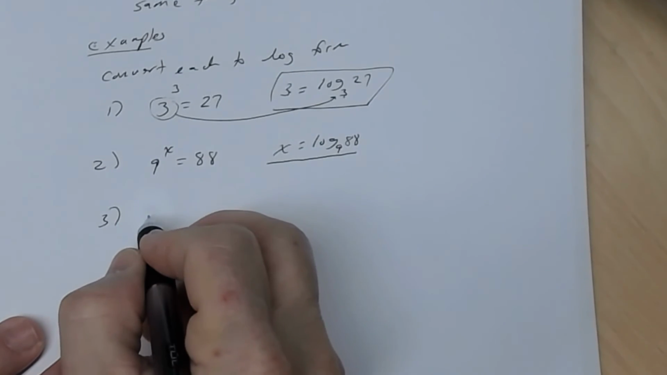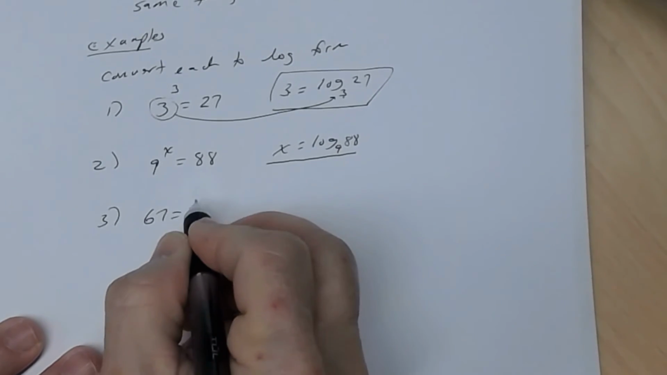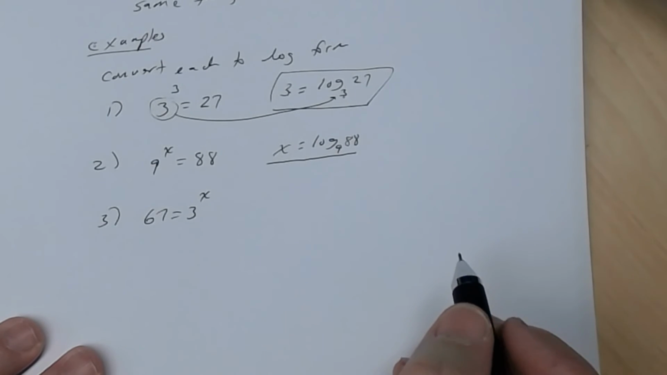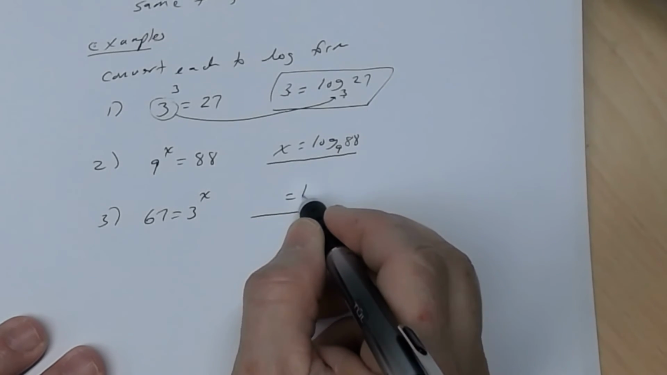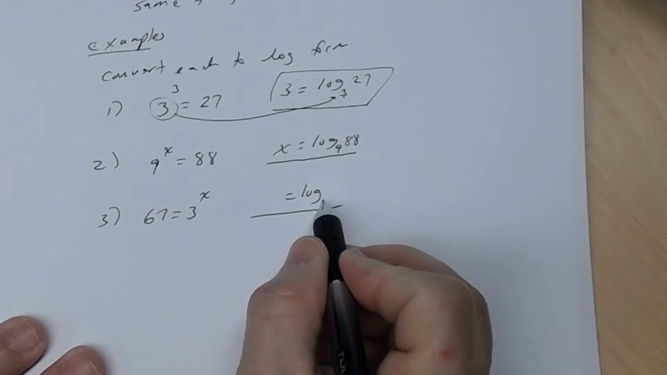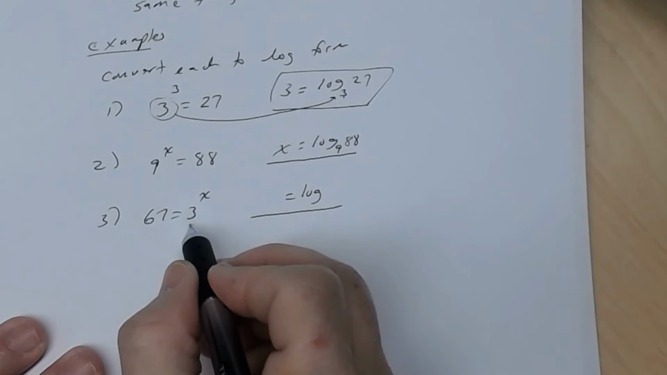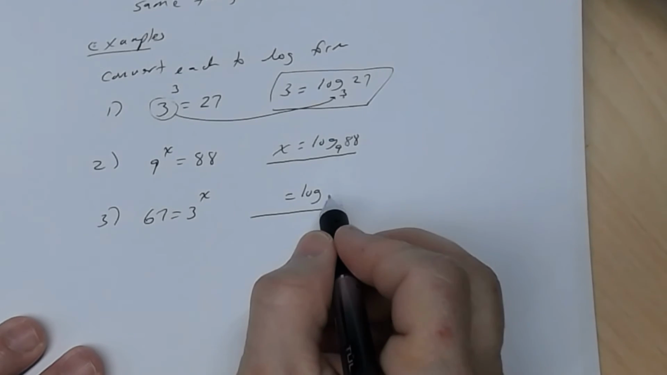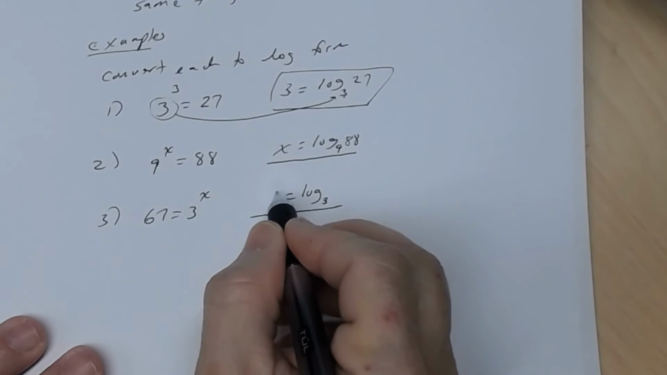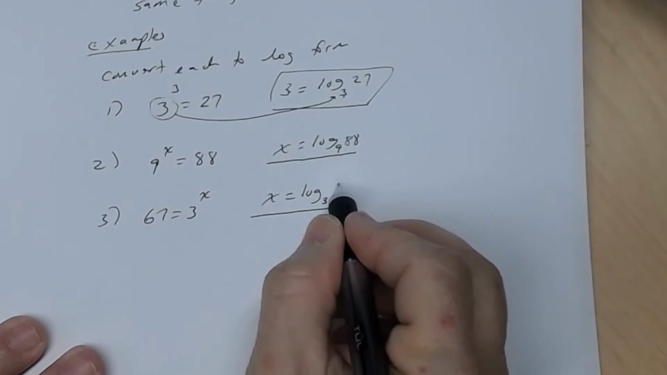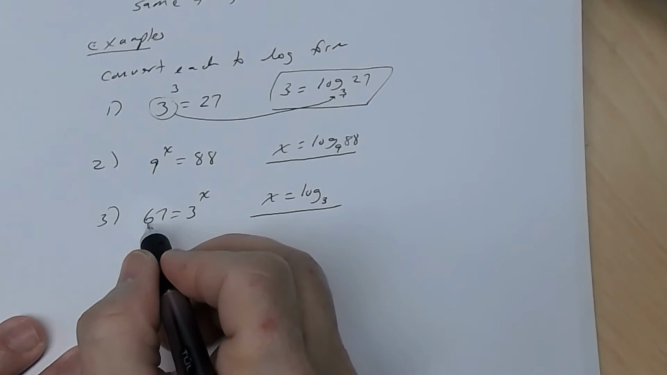Number 3, we have 67 equal 3 to the x. So we have equal log. You've got to put your base. Remember, write it as a subscript. So the base here is this 3. That's your base. So 3 to the power, which is x. And you've got to write your argument. The argument will be this right here.